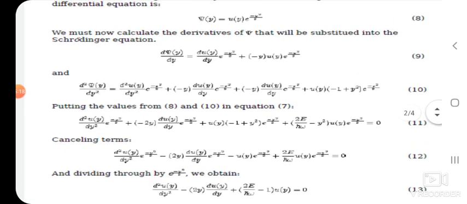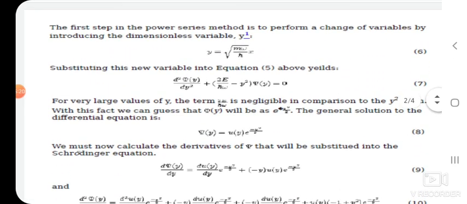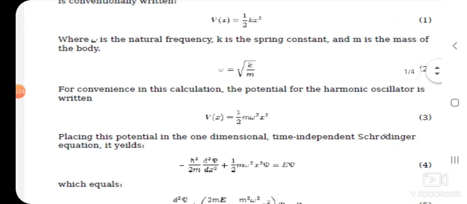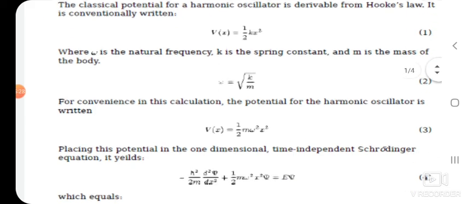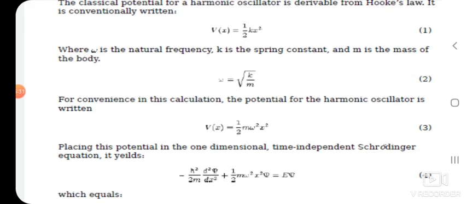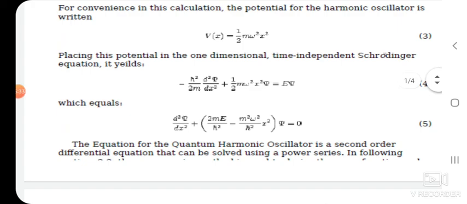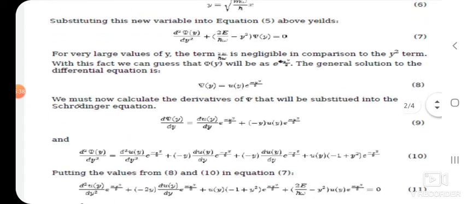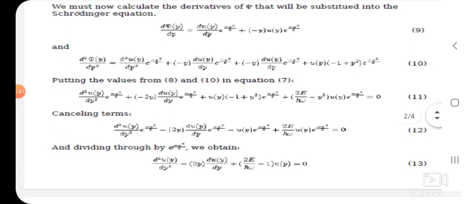Now we have to use Hermite's polynomial, that can be solved in tomorrow's lecture. If you have any doubt with this, you can ask me. One by one, these are simple steps to derive the Schrodinger equation for the harmonic oscillator. Is there any doubt up to this equation number 13? You can ask me. The next derivation of this problem can be discussed in tomorrow's lecture.